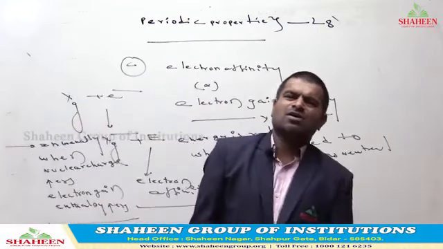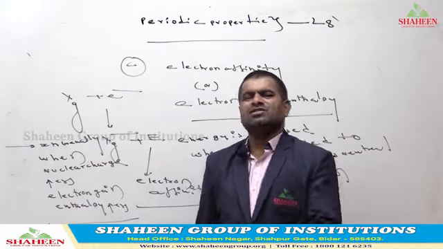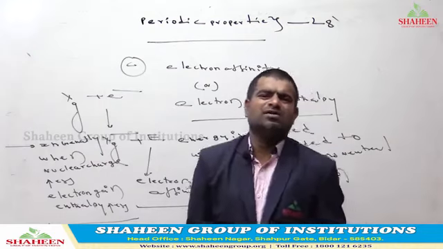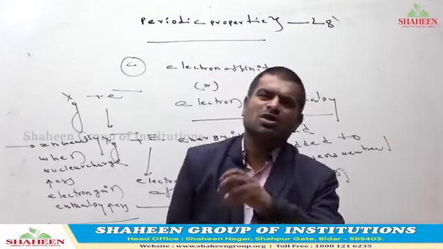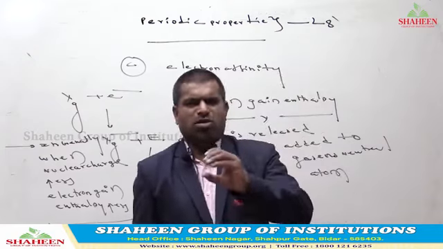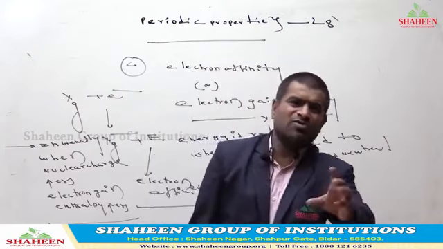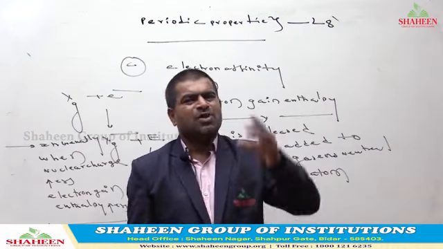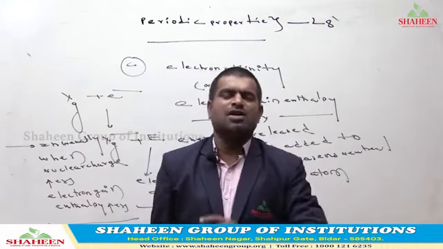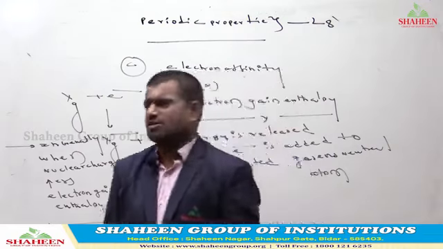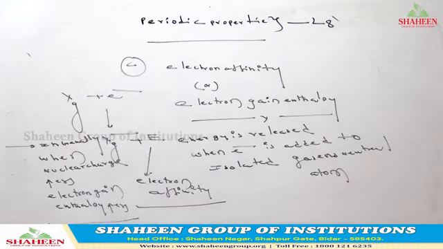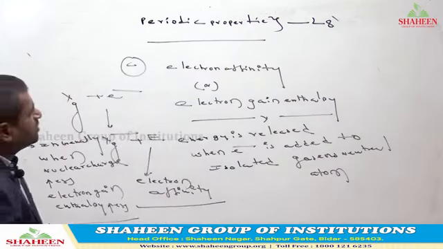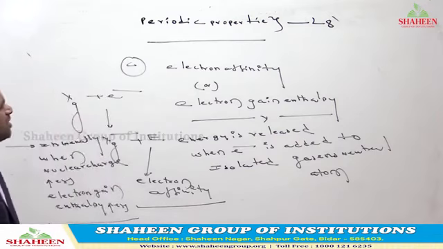So generally, down the group nuclear charge decreases, and along the period from left to right nuclear charge increases. So electron affinity or electron gain enthalpy increases from left to right in a period, and from top to bottom in a group the electron gain enthalpy value decreases. Now I am going to discuss the variation of electron affinity or electron gain enthalpy in group and period, the next concept.